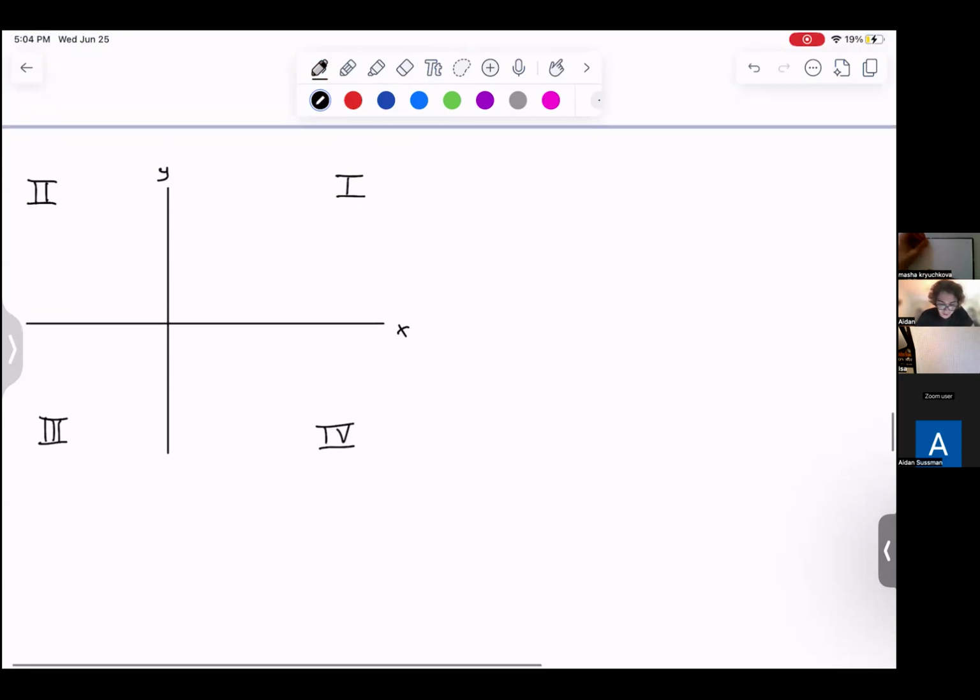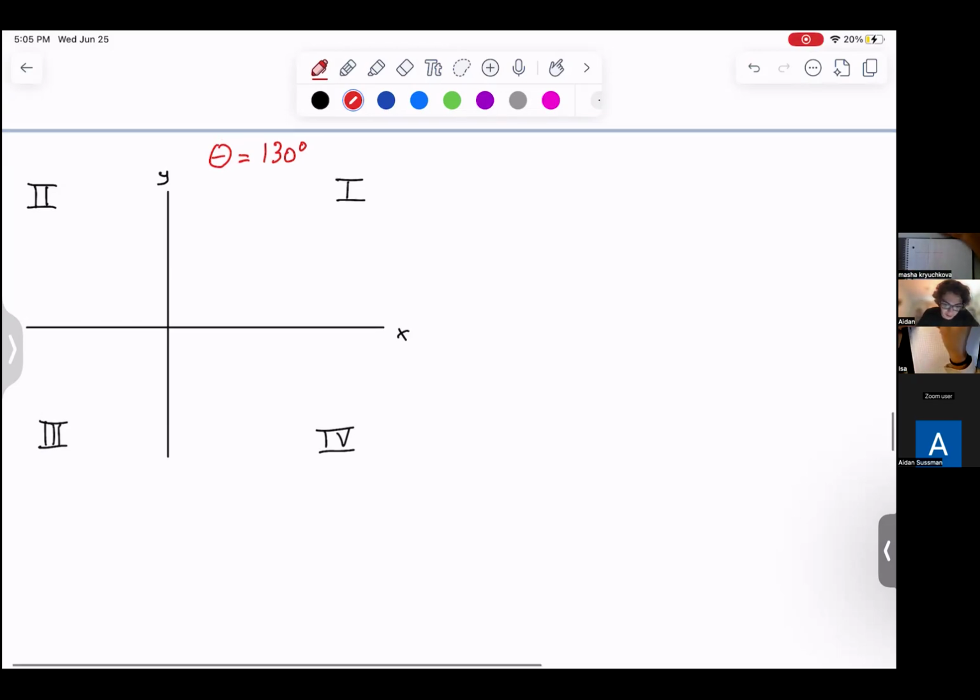And the very first thing we learn is, let's maybe start with this. If I told you that I have an angle, let's call it 130 degrees, where am I going to put this angle? What quadrant does it go in? The second one? Yeah, it's going to go in the second quadrant.